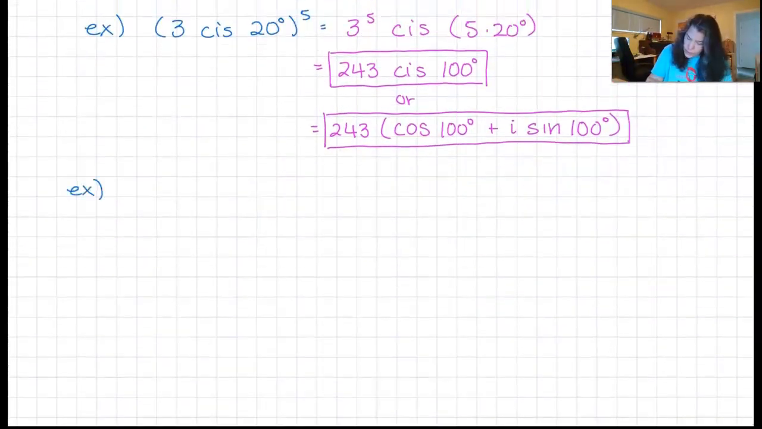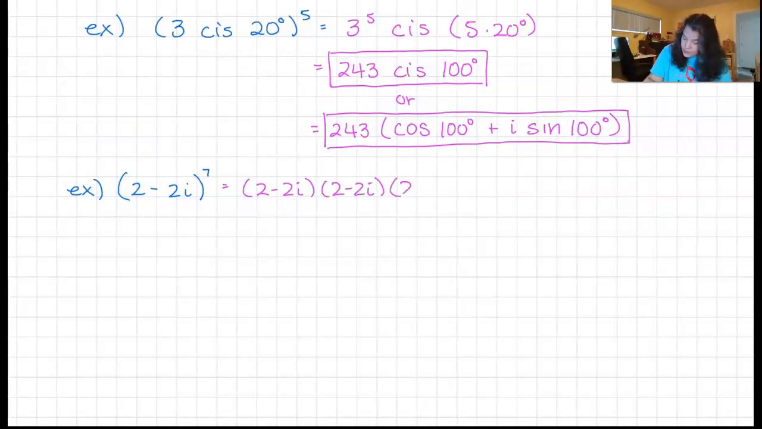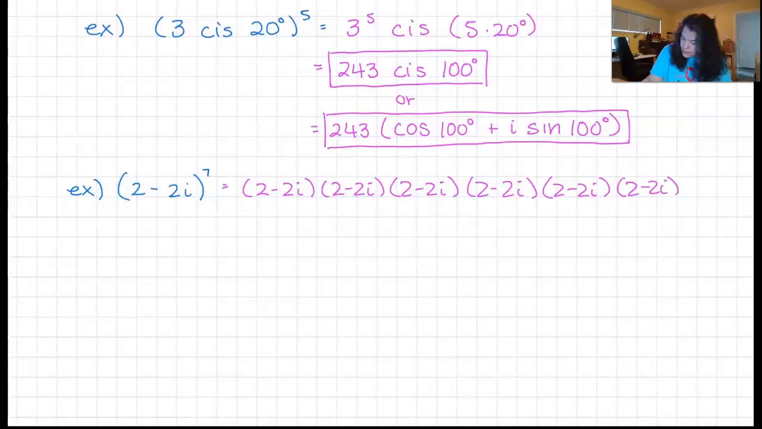So what if we had 2 minus 2i to the 7th power. Now notice this is in standard form, not trig form. If you're going to do it in standard form, think about what that would be. That would be 2 minus 2i times 2 minus 2i times 2 minus 2i times, oh my goodness. This is ridiculous. I think one more will be it. Let's see. 1, 2, 3, 4, 5, 6, 7.